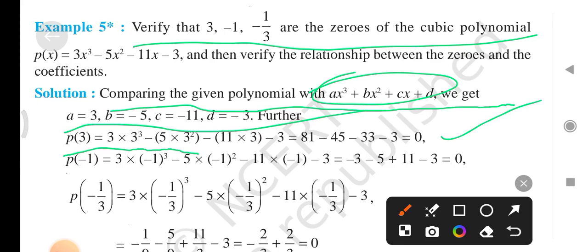P of minus 1 is equal to 3 into minus 1 whole cube minus 5 into minus 1 whole square minus 11 into minus 1 minus 3, which is equal to minus 3 minus 5 plus 11 minus 3, which is equal to 0.